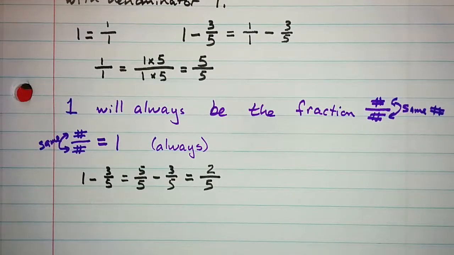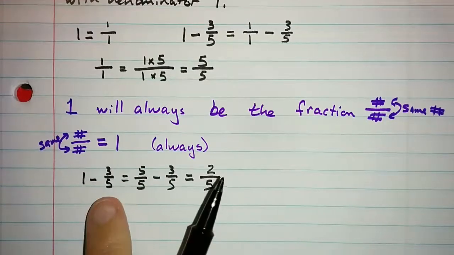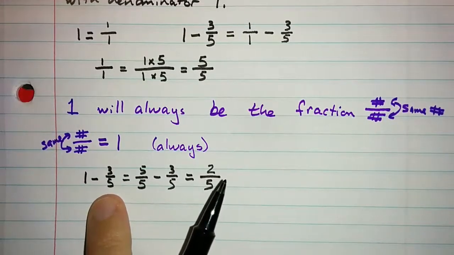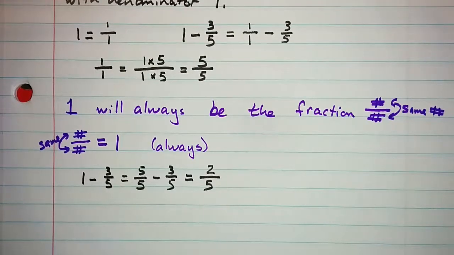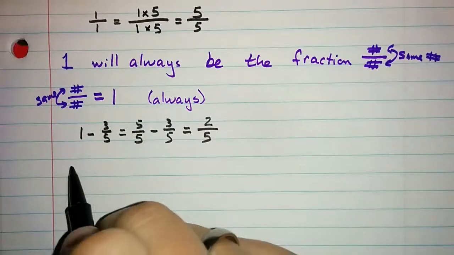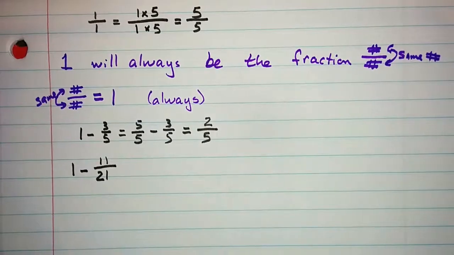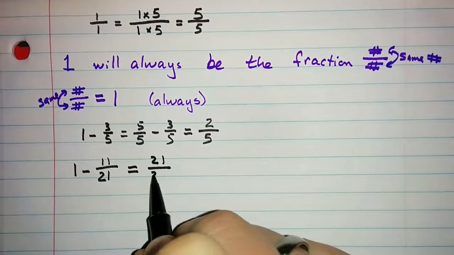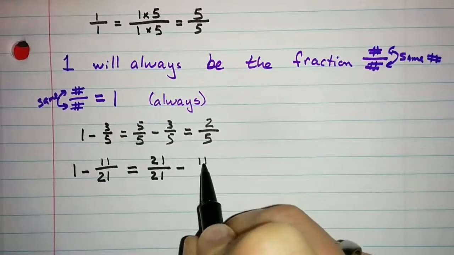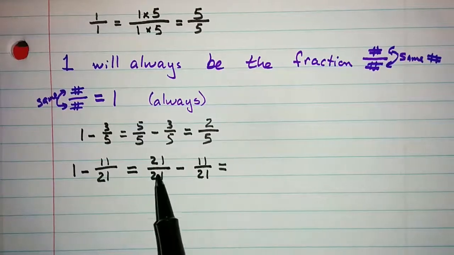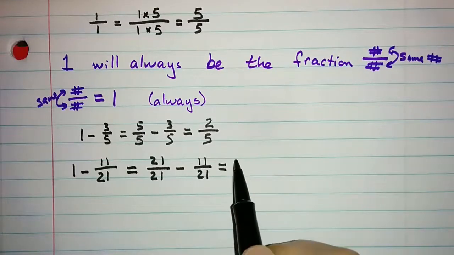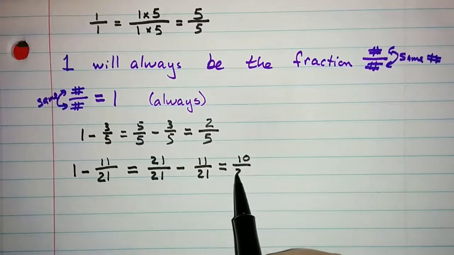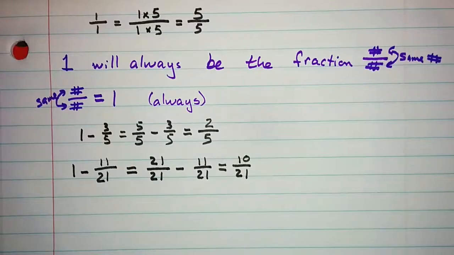This will always work, as long as we're subtracting a proper fraction. Otherwise, our fraction is more than 1 and we can't proceed with the numbers we have so far. So I could take, for example, 1 minus 11/21. That would be 21/21 minus 11/21. And that will be 21 minus 11 is 10/21. I'm going to give you one of these to try now.